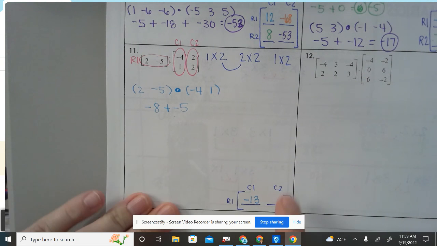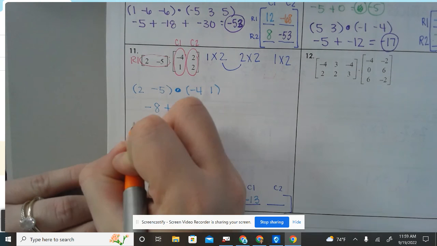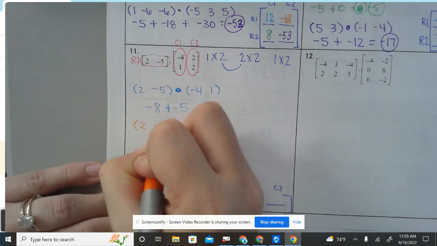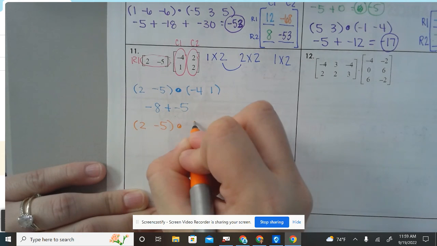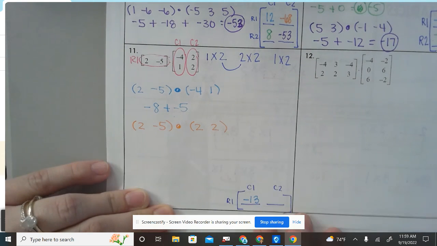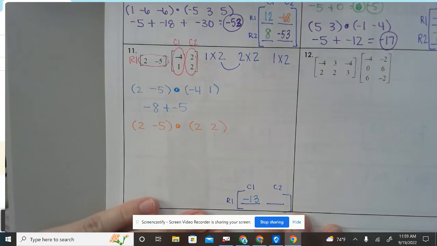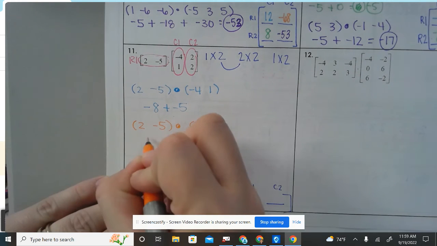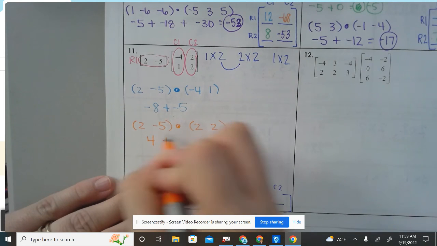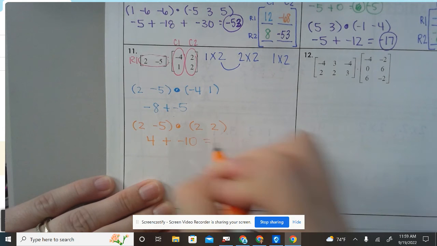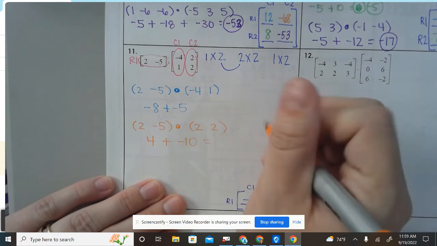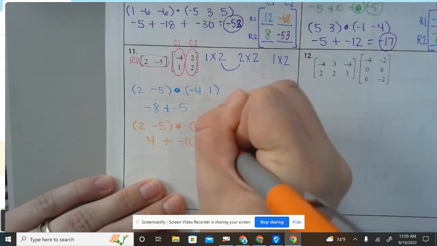And then row 1, but with column 2. And I get 4 plus -10, which is -6.